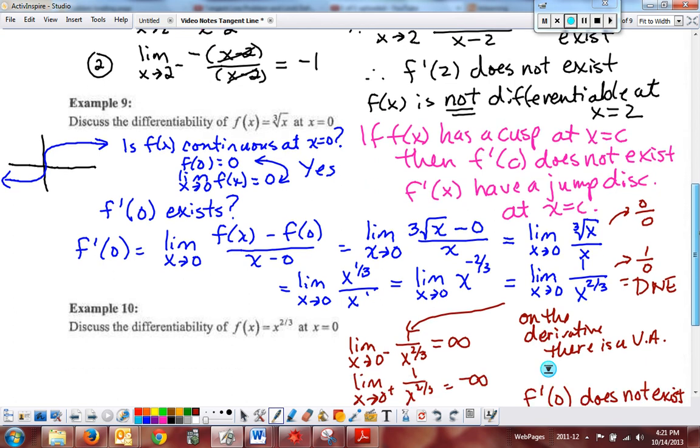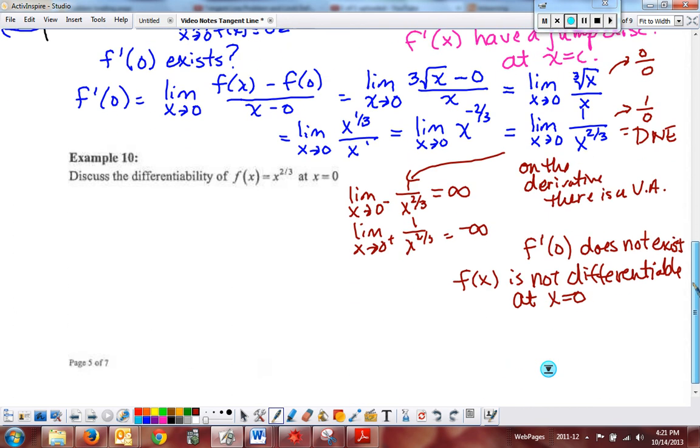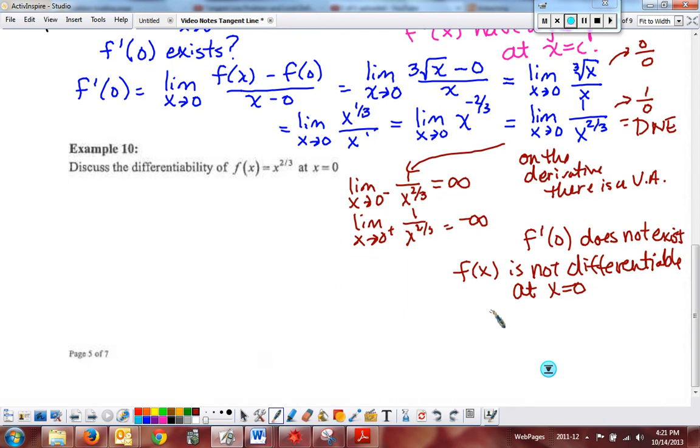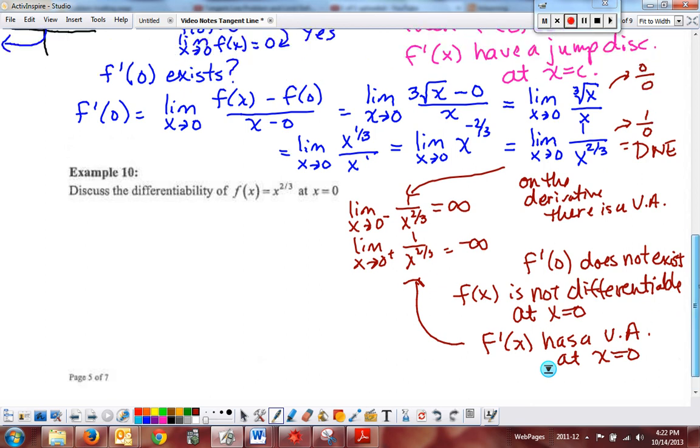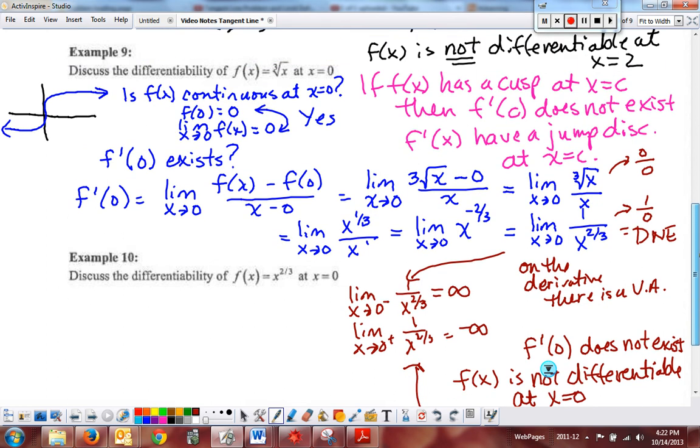And then the idea is, well, why did this happen here? Now in this one, if I start saying what's the graph of the derivative look like, f prime of x has a vertical asymptote at x equal to 0. How do I know that? Because I know the limit on the left and the limit on the right is going to infinity and negative infinity. There is this asymptotic behavior. But why did that happen? What in the world was going on here?